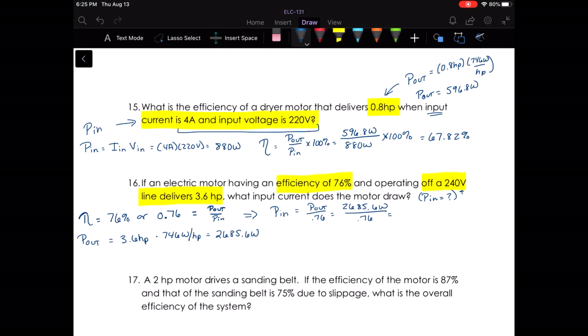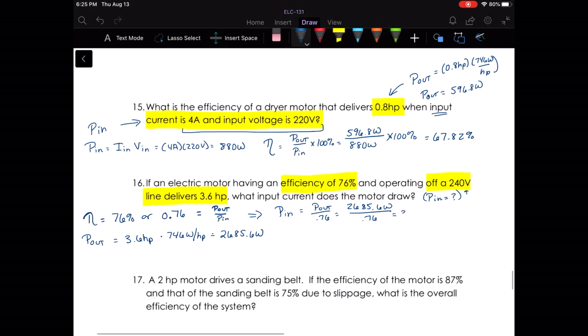So the input power would have to be 3,533.68 watts. To find our current, we take our input power and divide by the input voltage. And that means that we would have a line current of about 14.72 amperes. So that was kind of a two-step problem there.